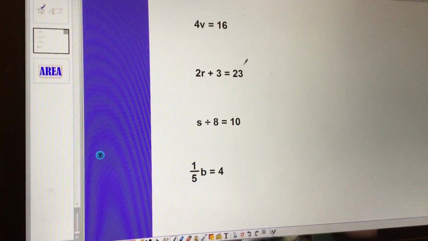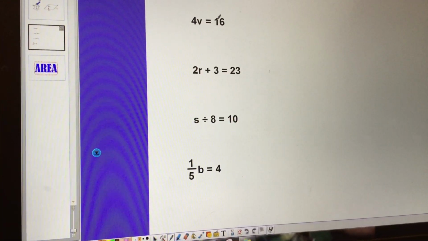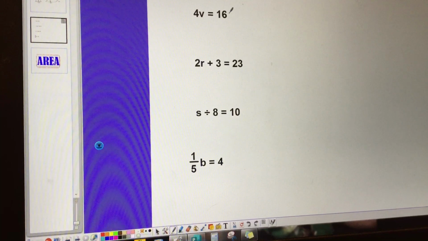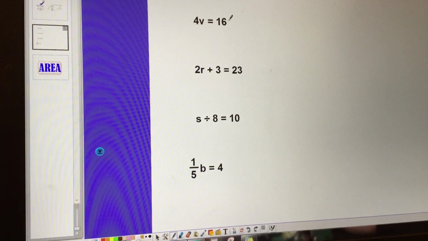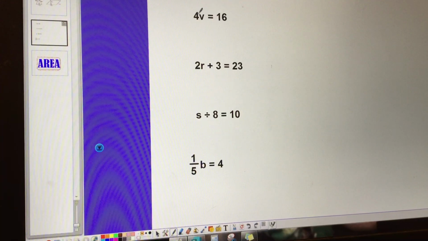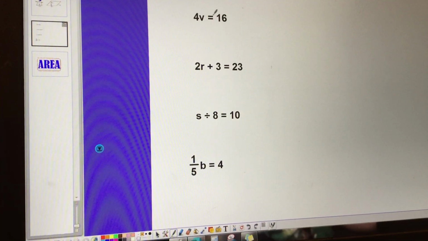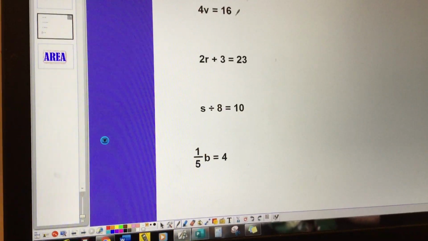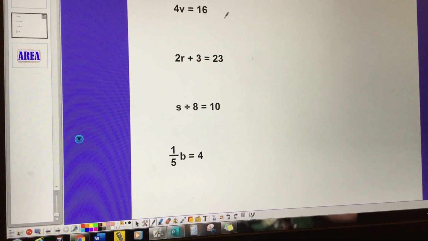Okay, so this first problem that I created is 4v equals 16. When you have a variable right next to a number, that's asking you to multiply. So we can piece it out like, 4 times what gives us 16? The answer would be 4, right? 4 times 4 is 16. So v would then equal 4.